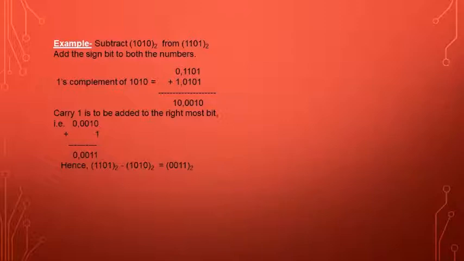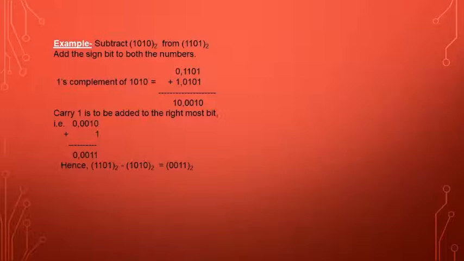Look at this example given here. Subtract 1010 from 1101. So 1101 is to be written on the top with a sign bit of 0 since it is a positive number. And 1010 is to be subtracted, that means it will be a negative number, so I am writing a sign bit 1 here. And the ones complement of 1010 is written over here in front of the sign bit 1. Ones complement is 0101. So add these two numbers.